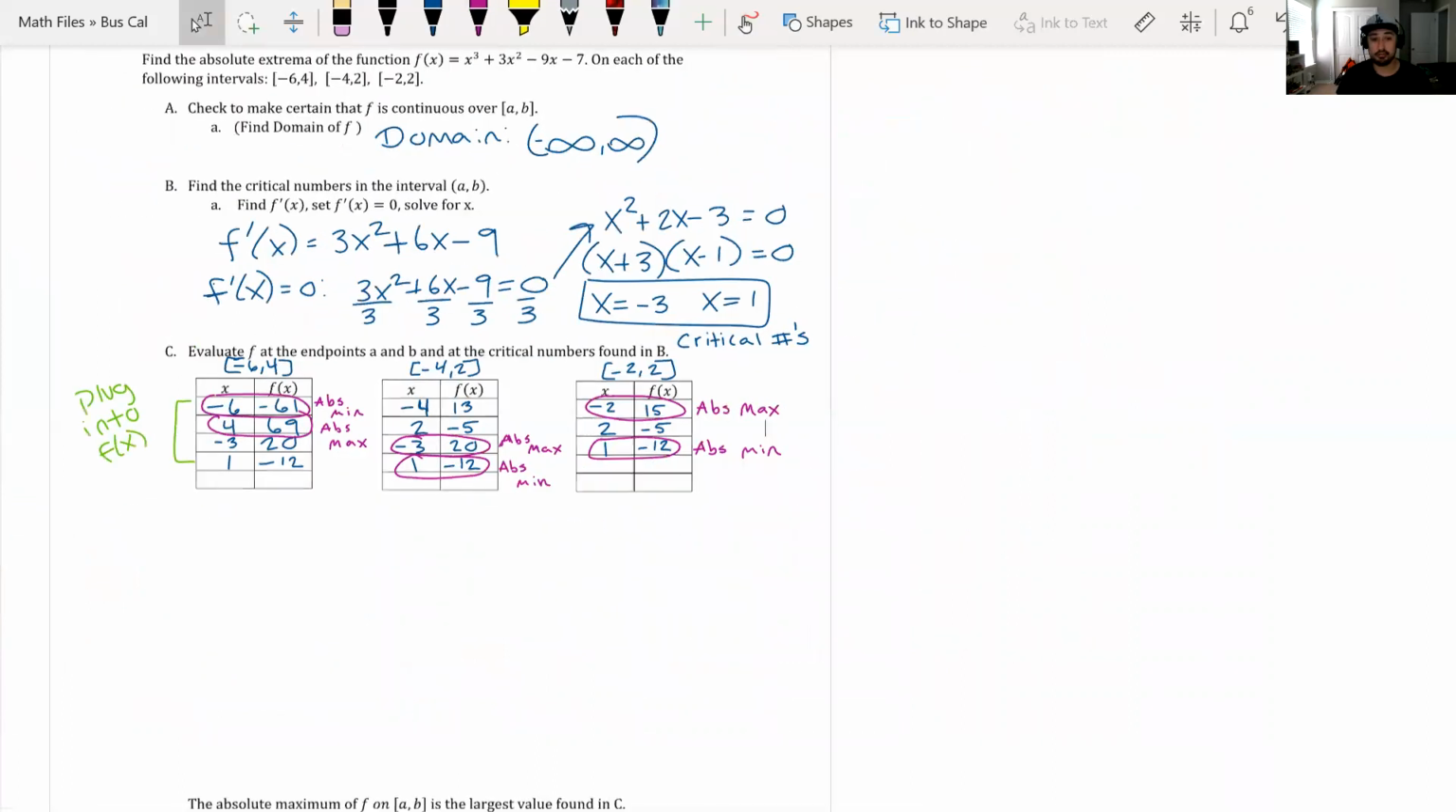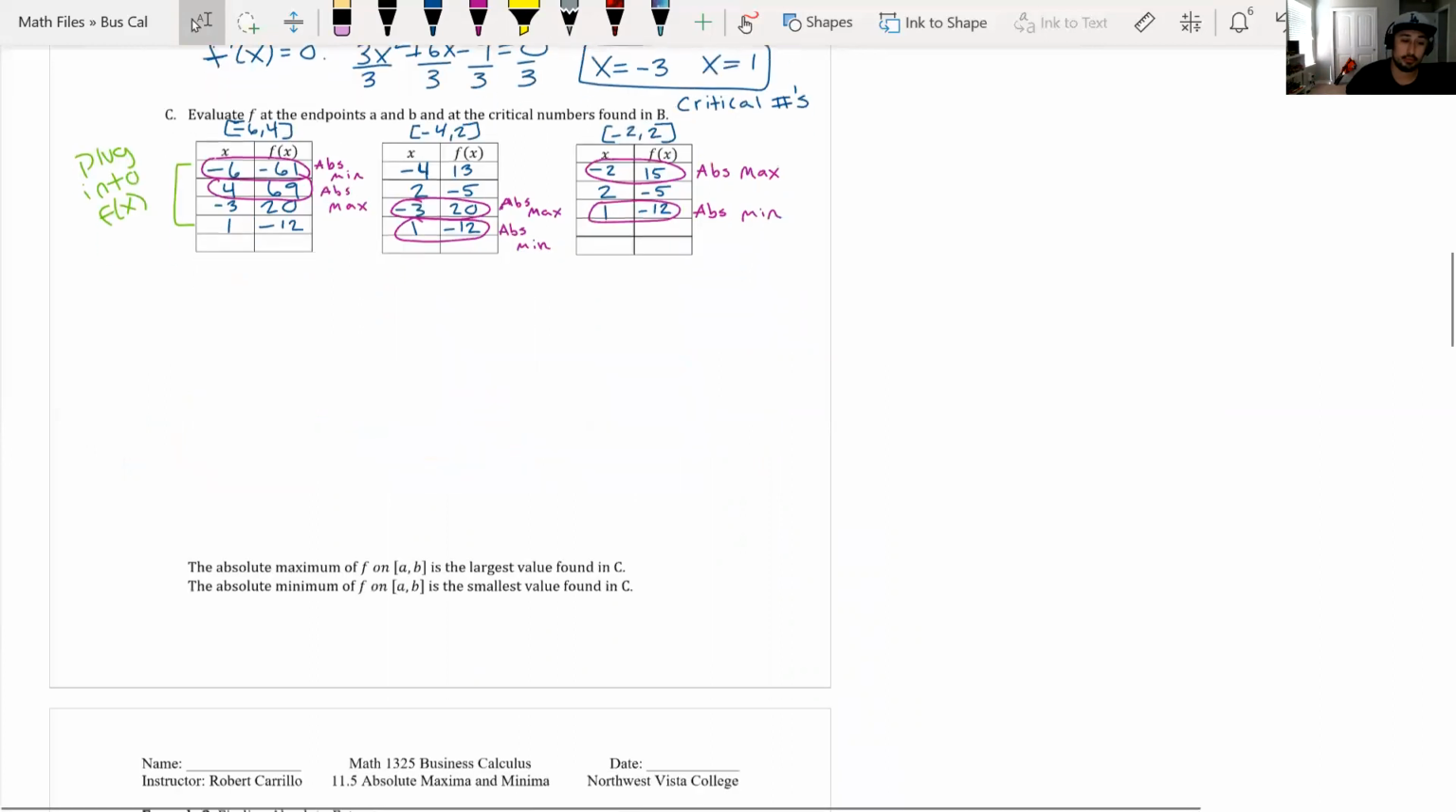And that's all we're looking for. That's it. So take the derivative, find your critical numbers, see if your critical numbers fit in the given interval, and plug all the numbers into the original function. This will help you look for maximums and minimums. All right, and that's it.